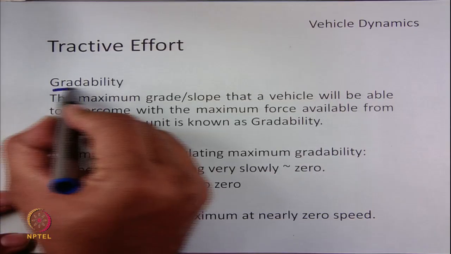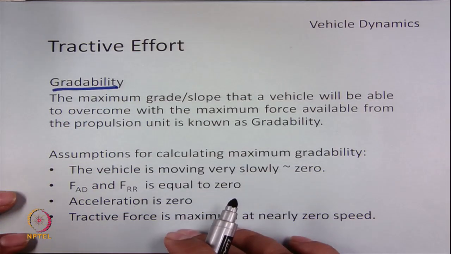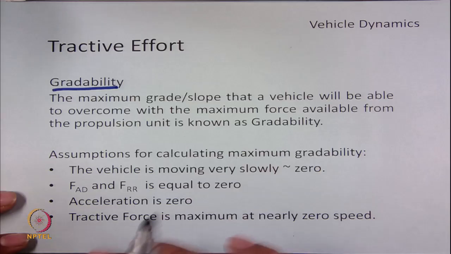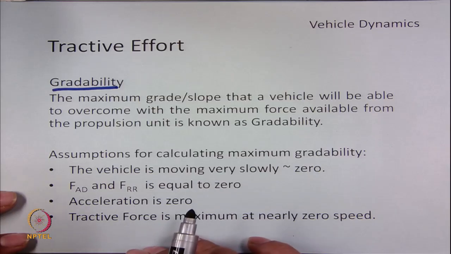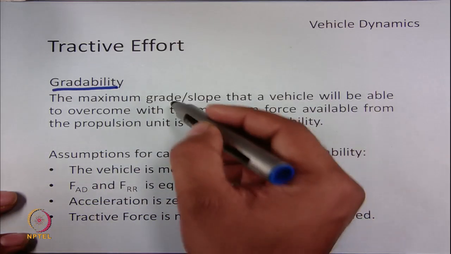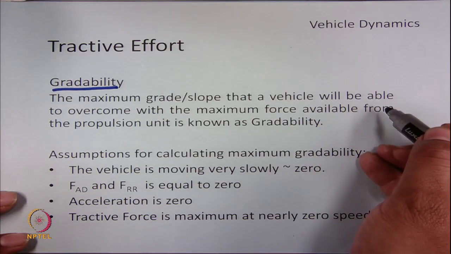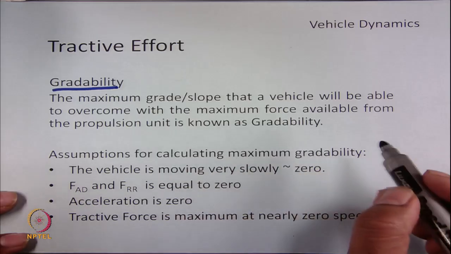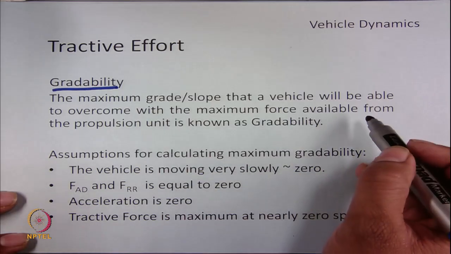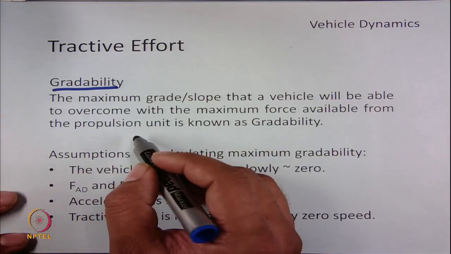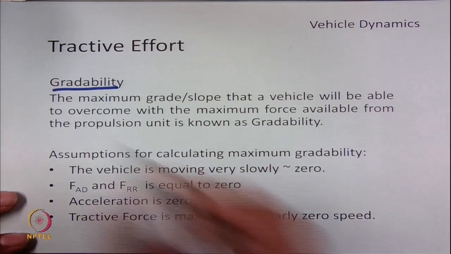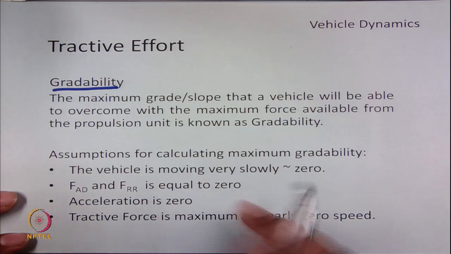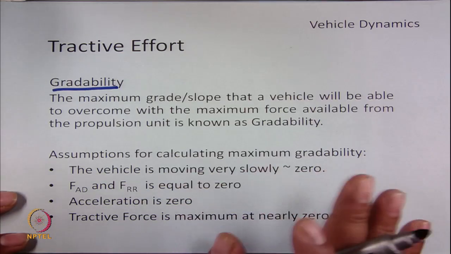Gradability is one of the very important parameters which the vehicle manufacturer has to give in the data sheet of the vehicle. So what is gradability? It is the maximum slope or grade which the vehicle can climb, from the maximum force that is available from the traction unit. When we calculate the gradability, we are basically calculating the maximum slope the vehicle can go safely.